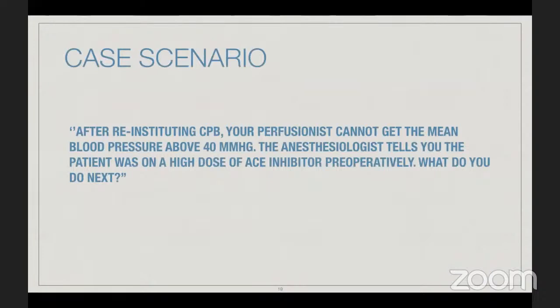So next, our scenario: after reinstitution of bypass, your perfusionist cannot get the mean blood pressure above 40 millimeters of mercury. And the anesthetist informs you that the patient has been on a high dose of ACE inhibitor preoperatively. What do you do next? What do you think about? What do you have in this case?